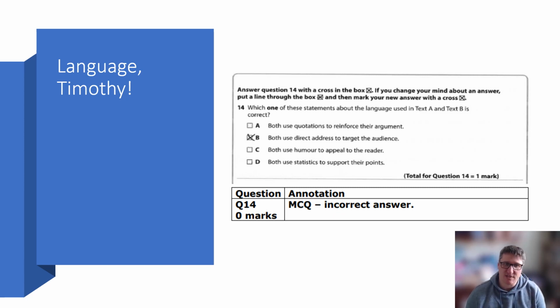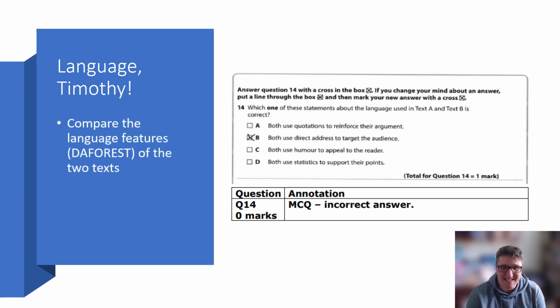So let's have a look at some language features it could be. You compare the language features. That's DeForest. Quotations, so that's direct speech, things you'll find in quotation marks. Direct address, that's where you use "you". Humor, something that's funny. Statistics, to support their point. Statistics, the S of DeForest. Numbers.